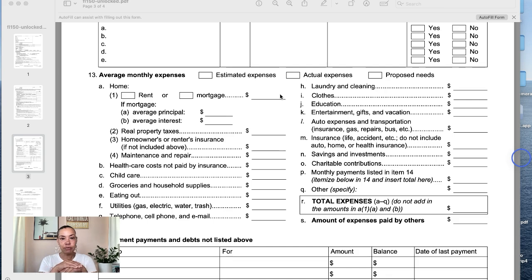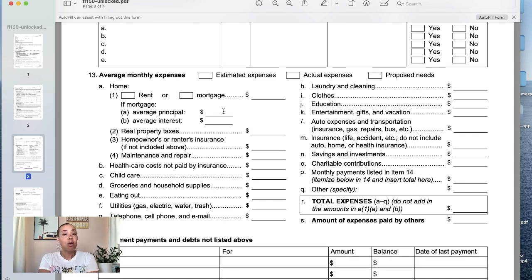They want to know your average monthly expenses. Your life is in flux and it's reflected on this form. So maybe you haven't moved out yet, so you're not really sure what your expenses are. So you're estimating your expenses. Then you'd mark, these are estimated expenses. Or maybe these are your actual expenses because you're not going anywhere, and this is what you expend every month. Or maybe it's just, I have no idea what it's going to be, but this is what I think I'm going to need. So these are my proposed needs.